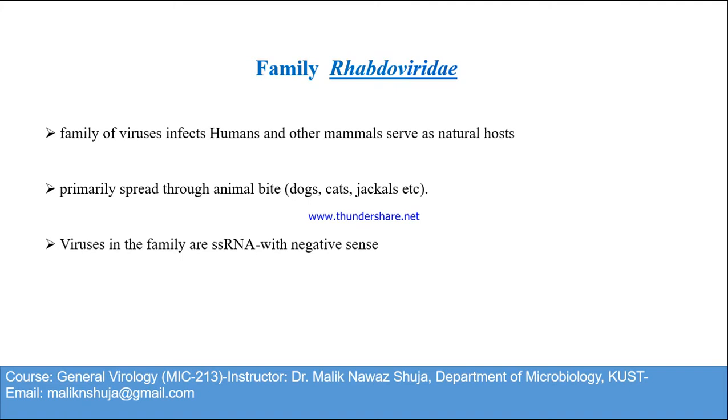let us put some light on the family Rhabdoviridae. Family Rhabdoviridae is that family of viruses which infect human beings as well as other mammals, which serve as a natural host. So rabies virus basically belongs to this family and primarily spreads through animal bites. The natural reservoirs of Rhabdoviridae are dogs, cats, jackals, wolves and bats in the jungle.